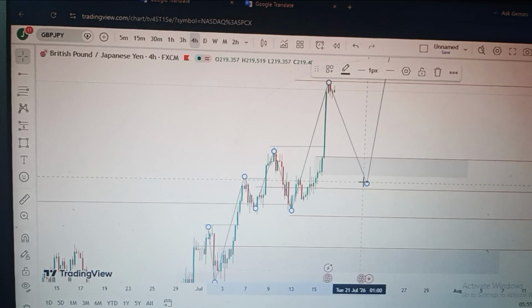I'll be more concerned with this push here, to take the trade from this level or maybe probably below, but we'll go with confirmation.